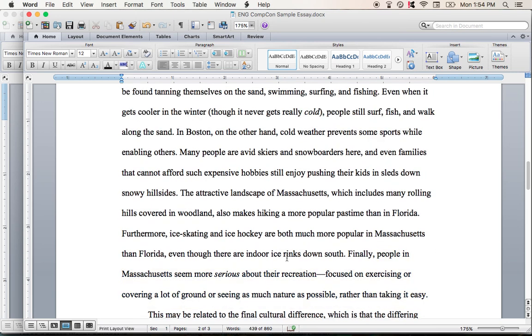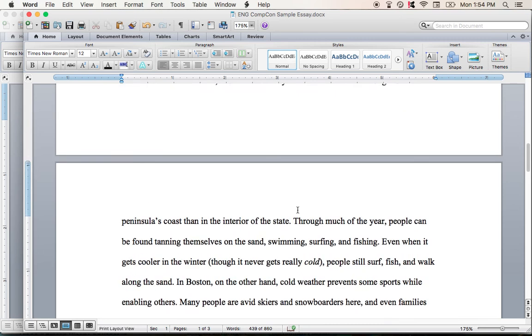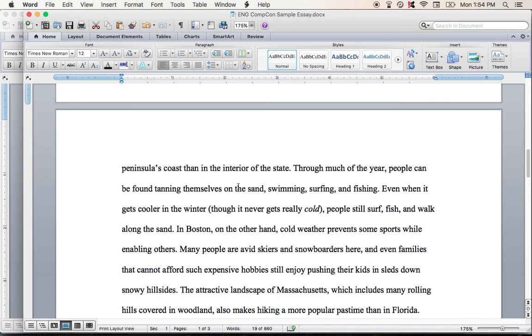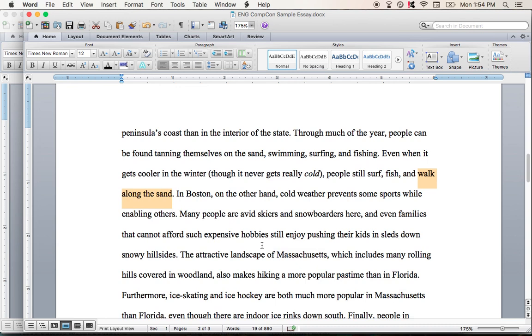So this paragraph began by saying what the main idea was. Outdoor recreation is popular with a lot of people in both places, but because of the climate, different kinds of outdoor recreation are more popular. Florida is focused on the beach. We have examples then of what that means: tanning, swimming, surfing, fishing, and just walking along the sand.